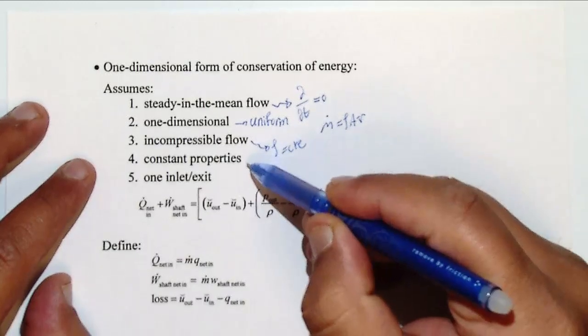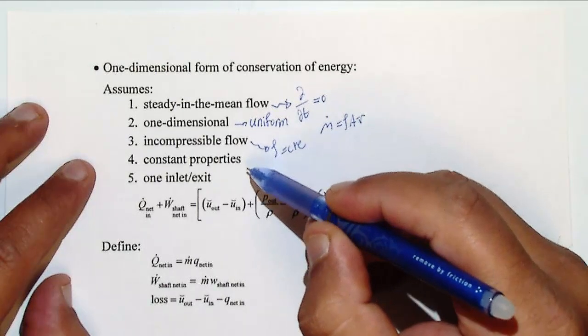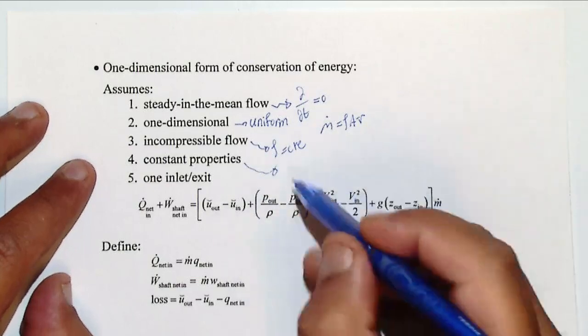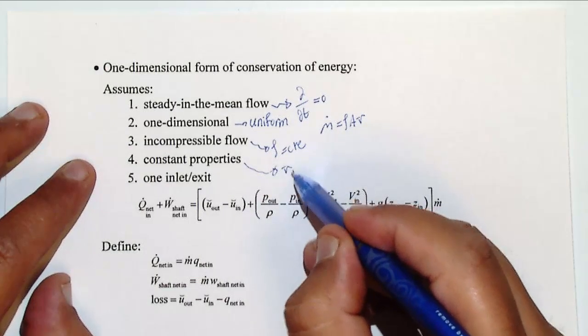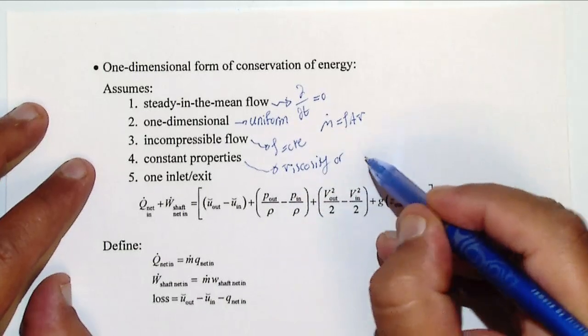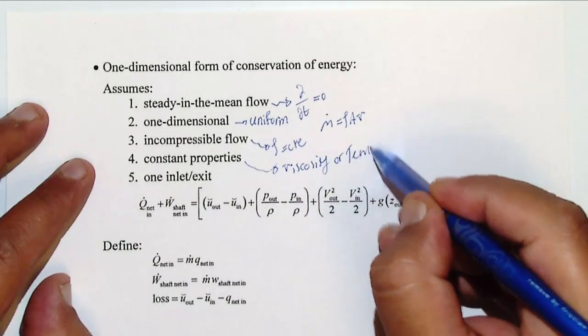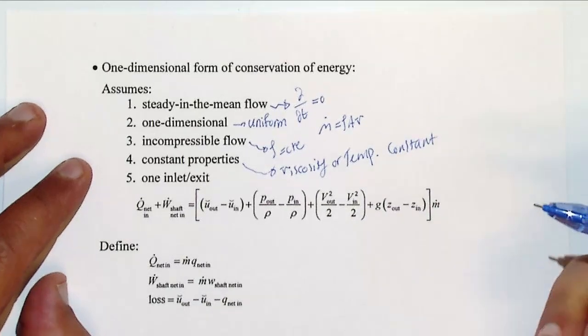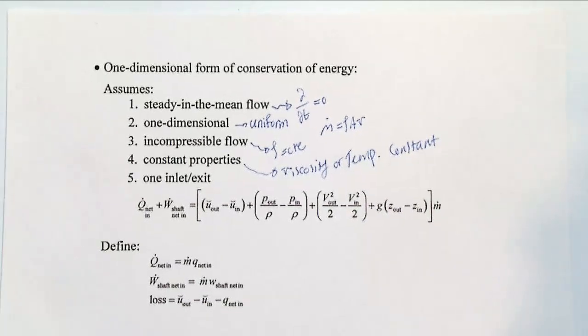Okay, so incompressible flow means rho is constant, and constant properties means properties such as temperature and viscosity are also constant. So yes, it could be possible. Most of the time temperature is room temperature in this type of question, and yes, it could be constant.